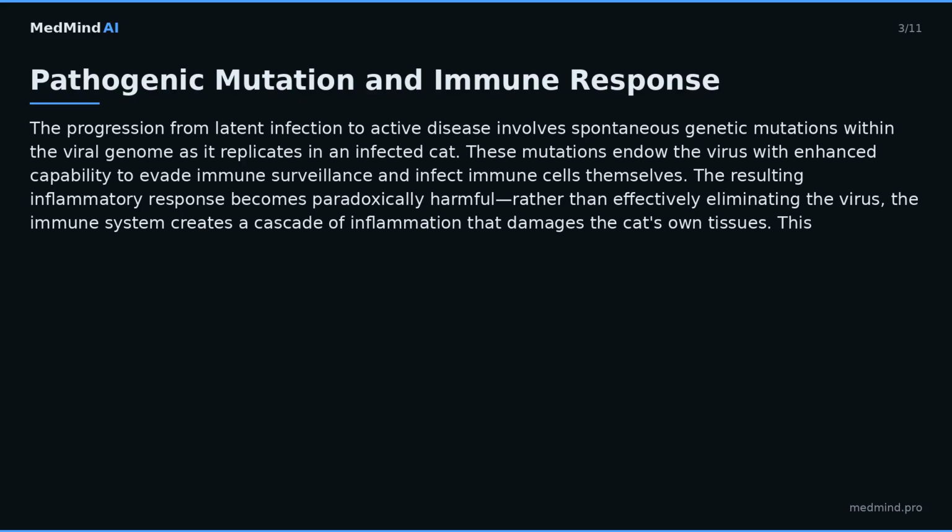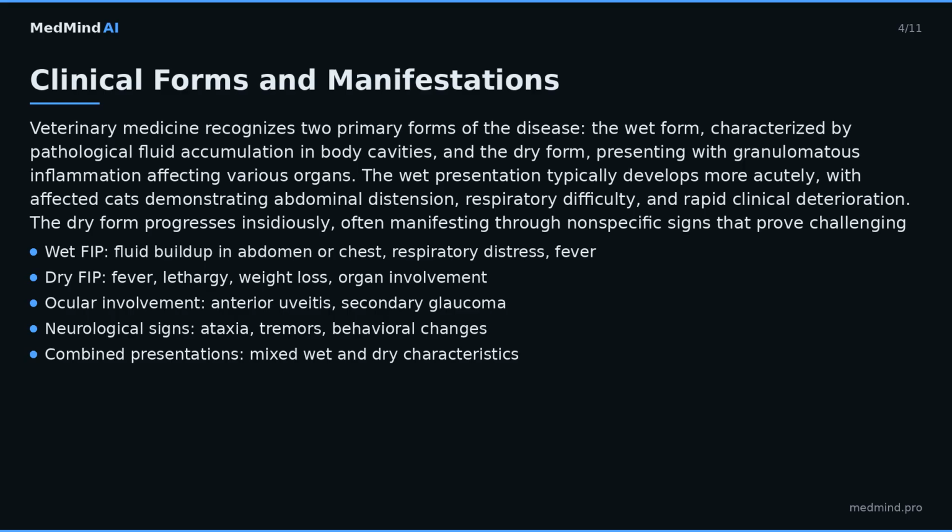The infection triggers either predominantly antibody-mediated immunity or cellular immune responses, with this distinction fundamentally influencing disease presentation. Cats mounting robust antibody responses without effective cellular immunity frequently develop severe clinical signs, while those developing strong cellular responses may remain asymptomatic. This immunological diversity accounts for the variable outcomes observed even among cats living in identical environments with identical viral exposure.